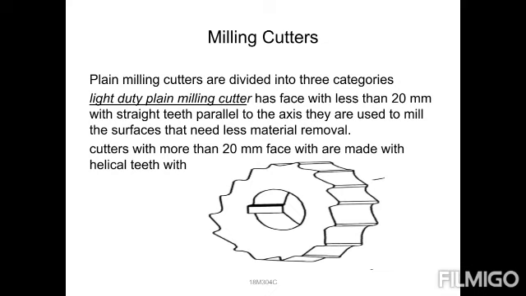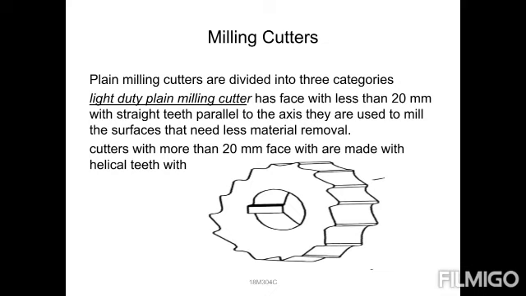The light duty plain milling cutter has a face width of less than 20 mm, with straight teeth parallel to the axis. It also mills surfaces that need less material removal. Cutters with more than 20 mm face width are made with helical teeth, so there is a lot of difference. Below 20 mm thickness, the tool has straight teeth parallel to the axis, and they are used to mill the surface.